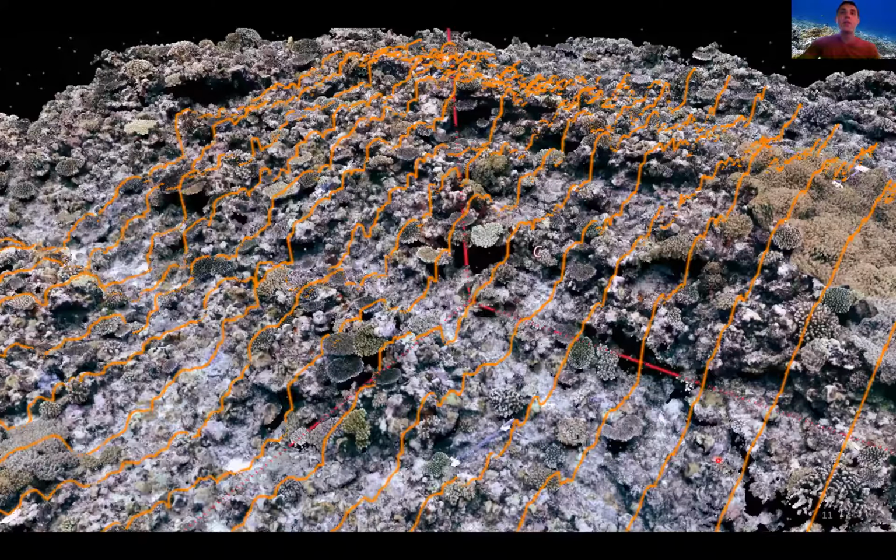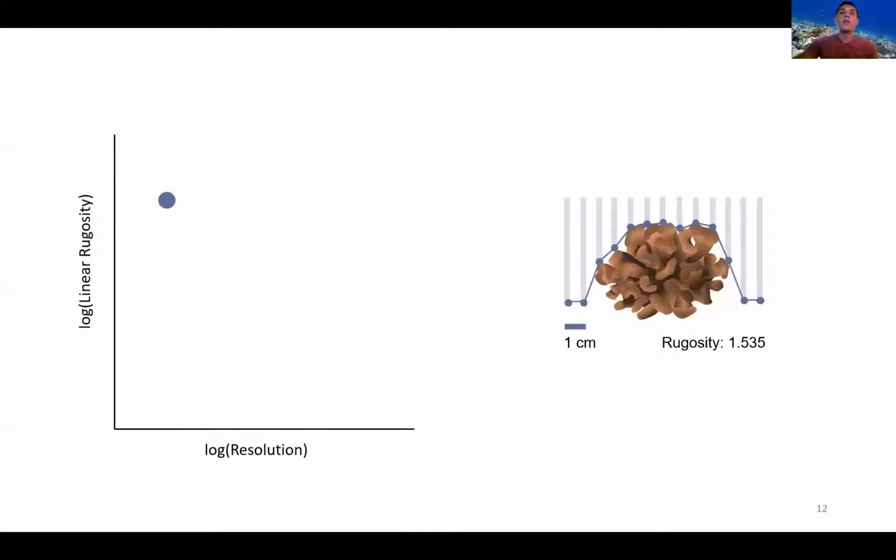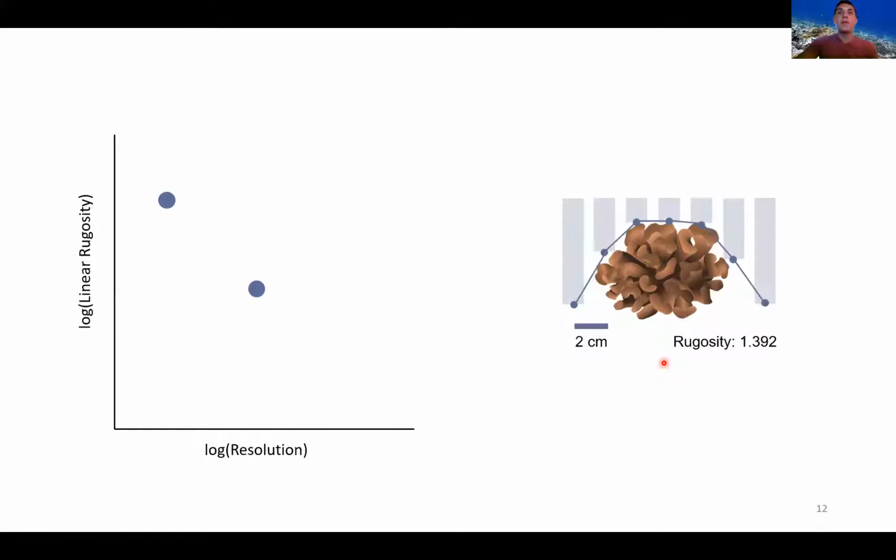And this is just an example of what those measurements look like in ViSCORE. Each of these orange lines is a virtual profile gauge draped across the surface of a 3D reef model. And so each virtual profile gauge consists of a series of points spaced at regular intervals along a line. And by connecting those points, you can get the contour distance across the reef and then calculate rugosity. But unlike in the field, you can also change the spacing of those points to simulate different scales of measurement.